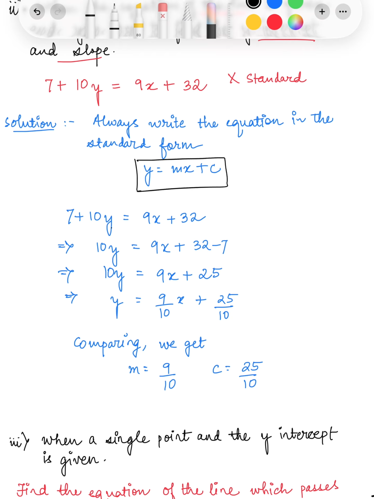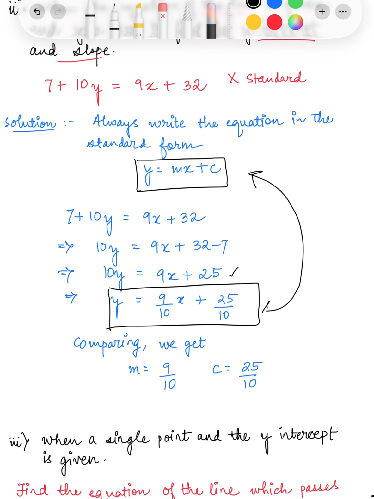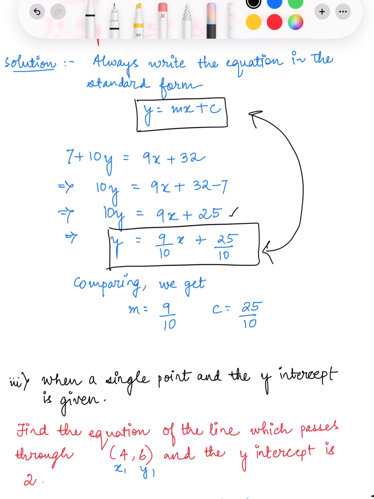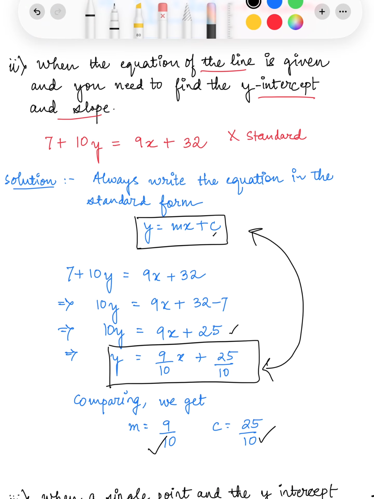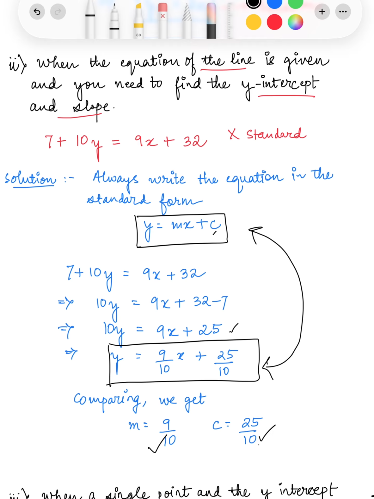So 7 plus 10y equal to 9x plus 32. Now 10y is 9x plus 32 minus 7. 10y is 9x plus 25. So basically y equal to 9 by 10x plus 25 by 10. Now comparing, we see that this is of the same form as y equal to mx plus c. Now we'll compare and we'll get that m is 9 by 10 and the c is 25 by 10.